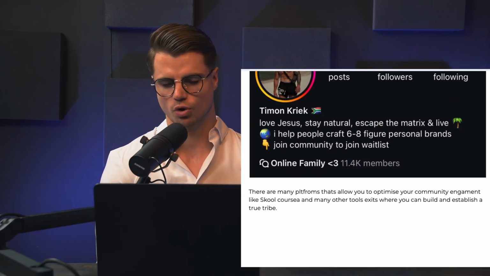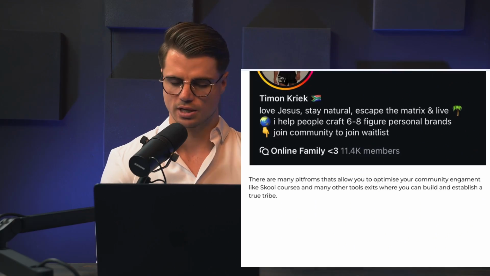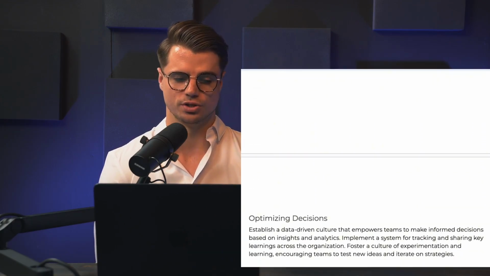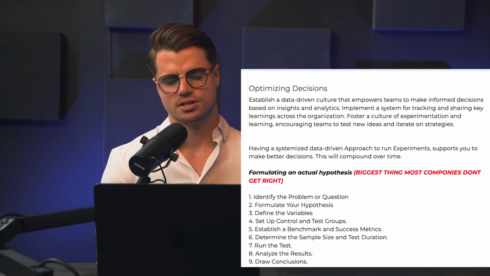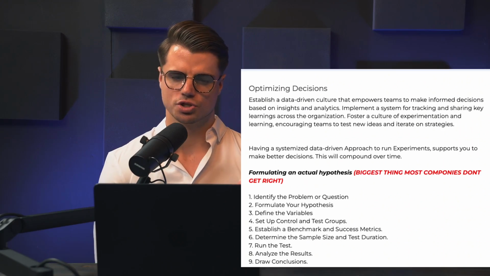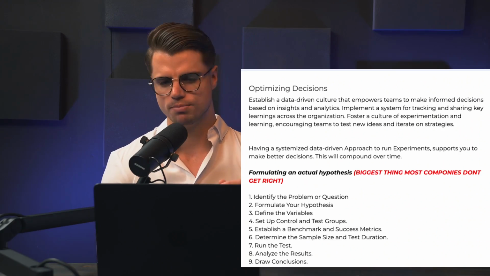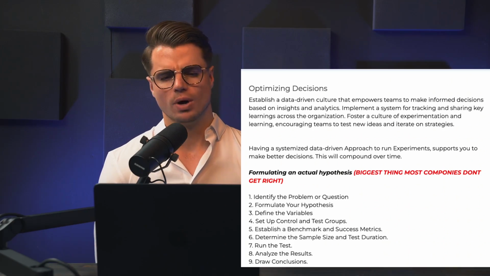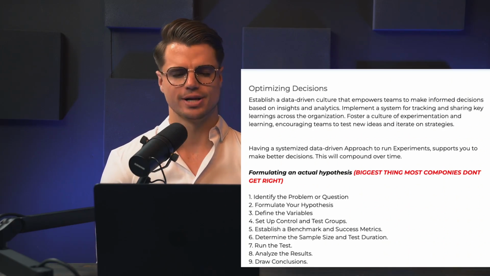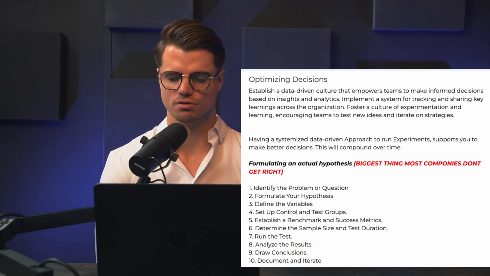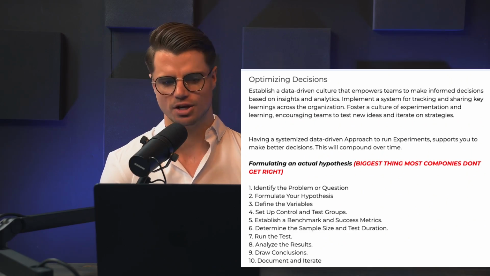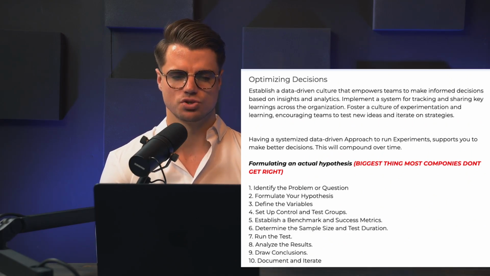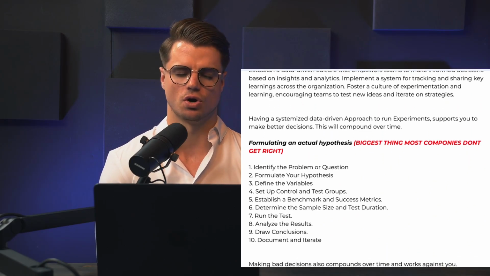School is just specific for community-based stuff, and there are other tools which you can go and look up. But anyways, optimizing decision-making: establish a data-driven culture that empowers teams to make informed decisions based on insights and analytics. Now, we want to implement a system for tracking and sharing key learnings across the organization, and foster a culture of experimentation and learning, encouraging teams to test new ideas and to iterate on strategies.